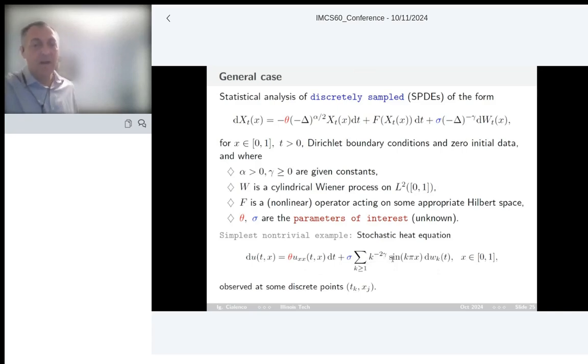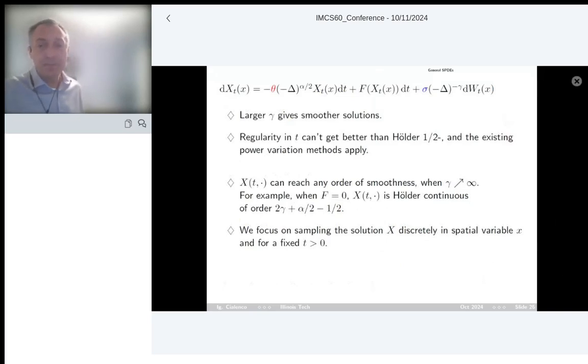You just multiply by k to the power negative gamma. That means the Fourier coefficients decay faster. That means also that this part is smoother, and that translates to the solution being smoother. And that gives me a problem. Now, if I want to do the same trick that I did before, things will not work exactly as I want.